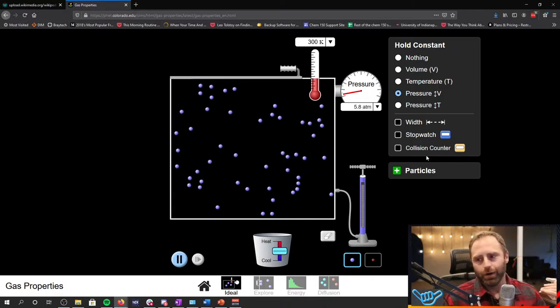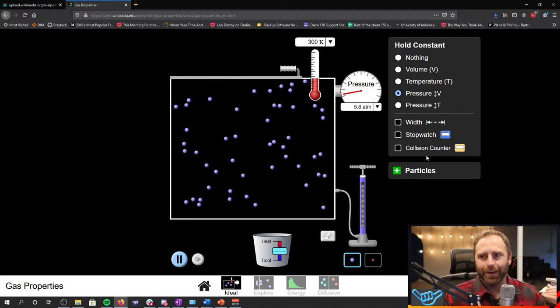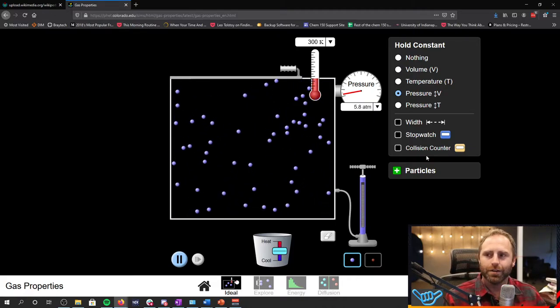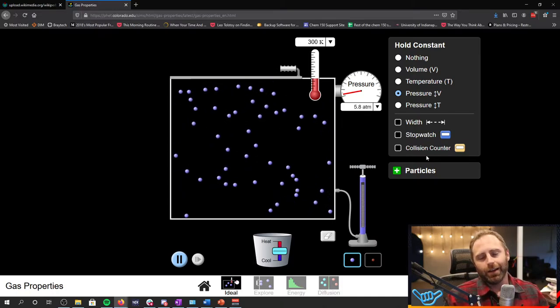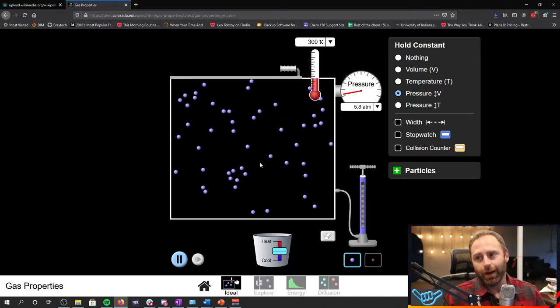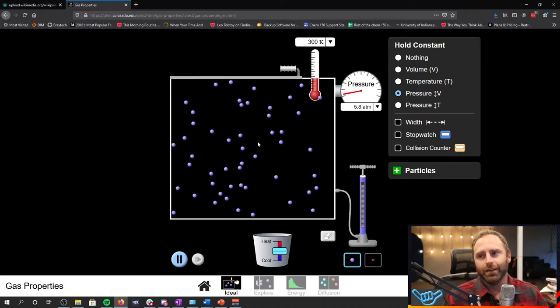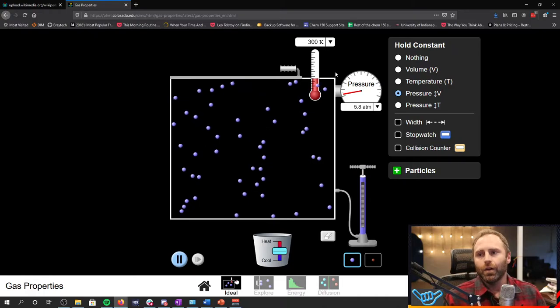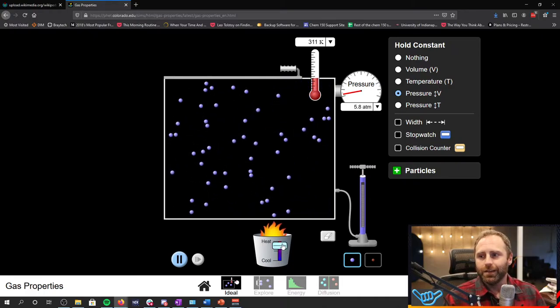So our temperature is going to be our independent variable, and our volume will be the dependent variable. So let's see what happens. Remember, the number of particles aren't changing, and we're trying to hold the pressure constant. So let's see what happens when we heat this sucker up.